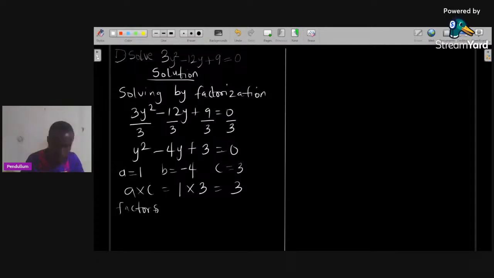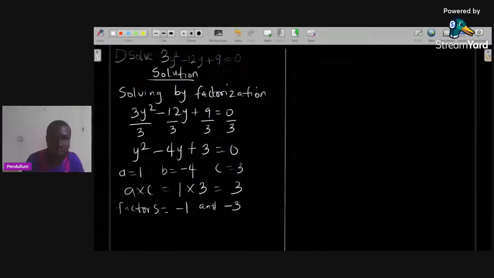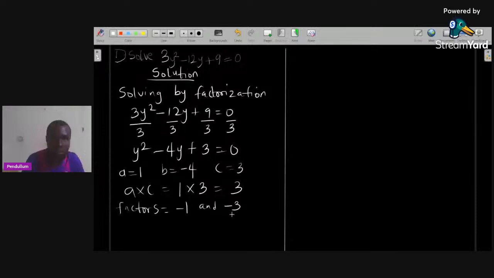The factors are minus 1 and minus 4. All right. Now if you minus 3. Sorry, that's an error. Minus 1 and minus 3. So minus 1 and minus 3. All right. These are the two factors of 3 that when you add, you get 4 because minus 1 times minus 3 is plus 3, which is what we have here.